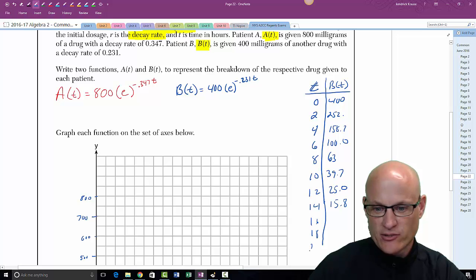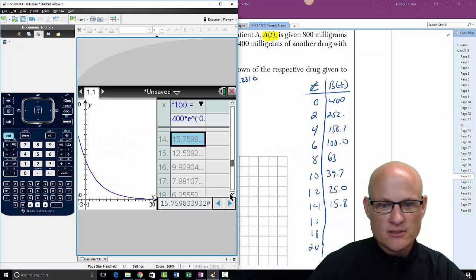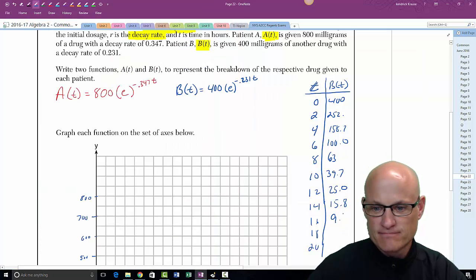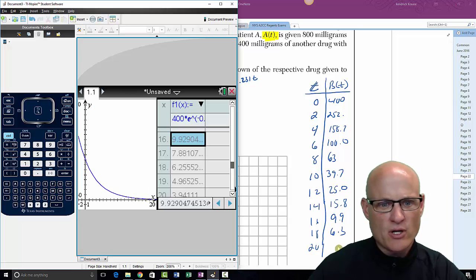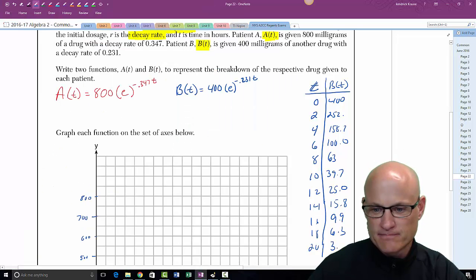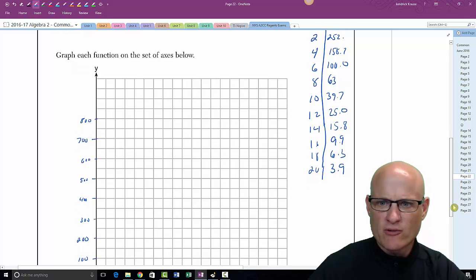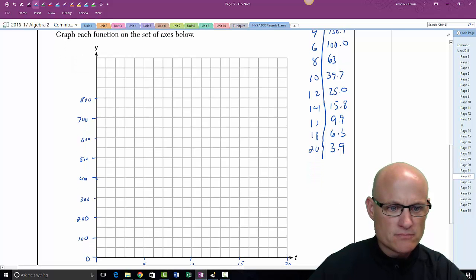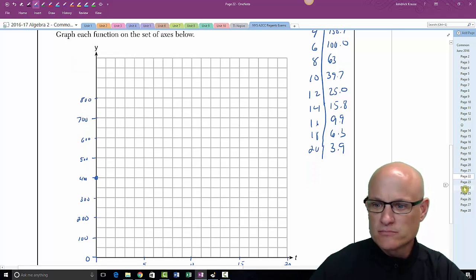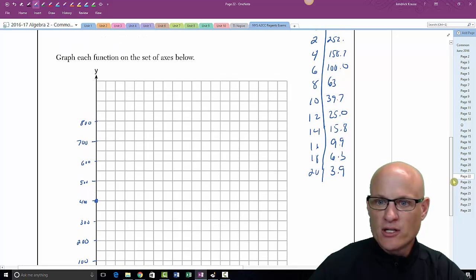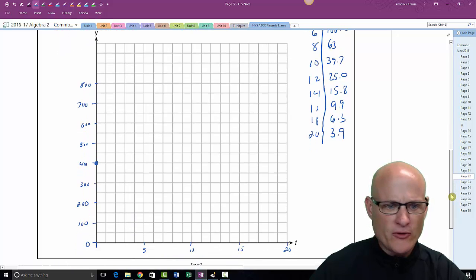16, 18, and 20. Let's see if we can get them all on here. 16 is 9.9. 18 is 6.3. And 20 is 3.9. So while I have the blue one in here, I'm going to graph it. 0, 400. It's the next nice one. 2, 252.